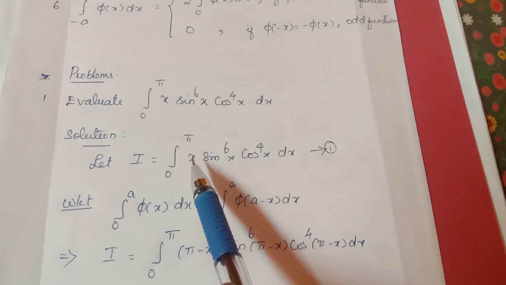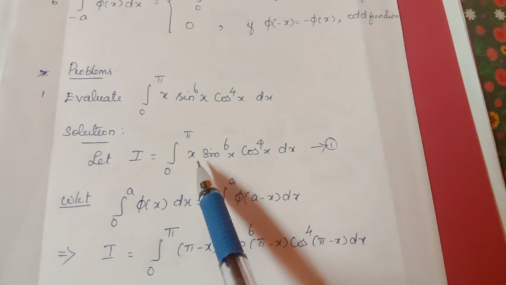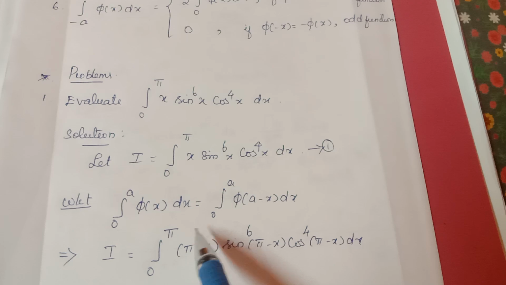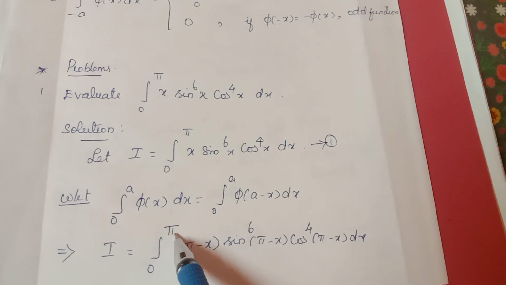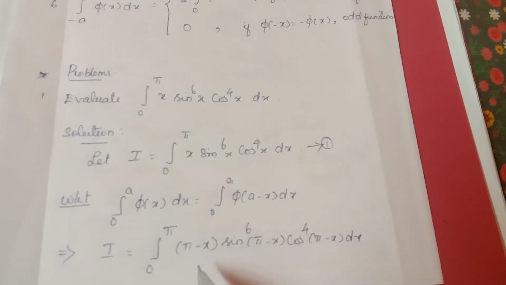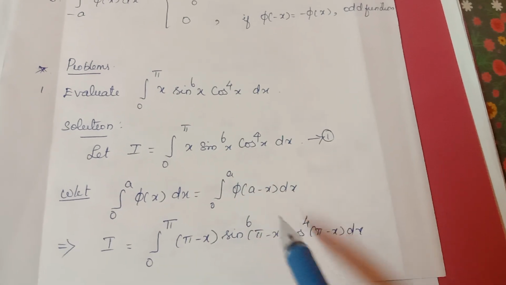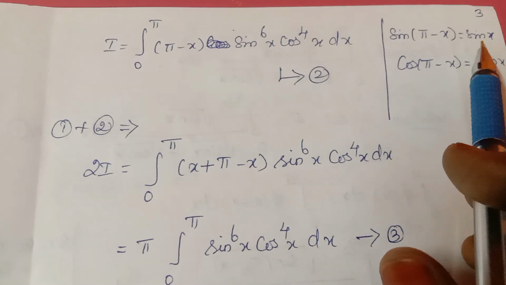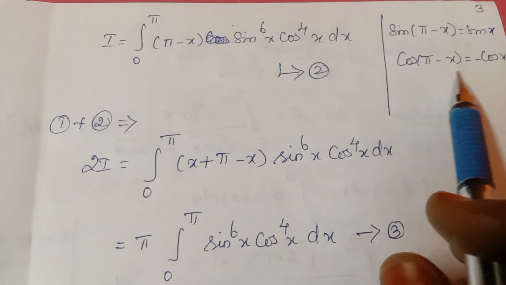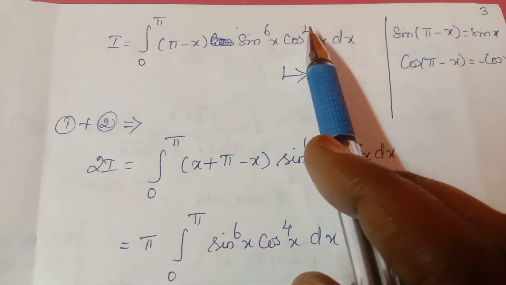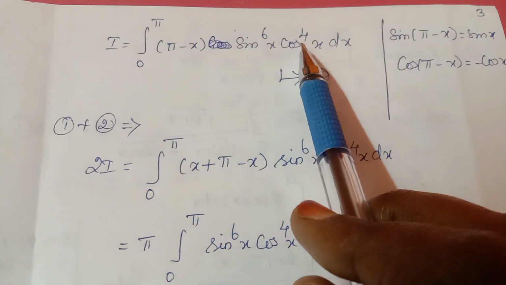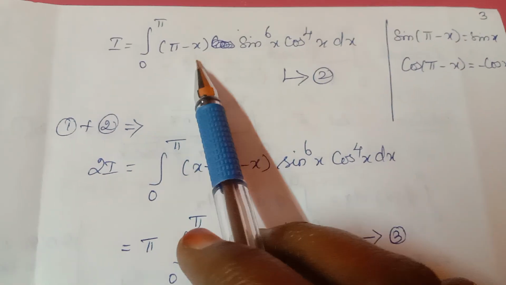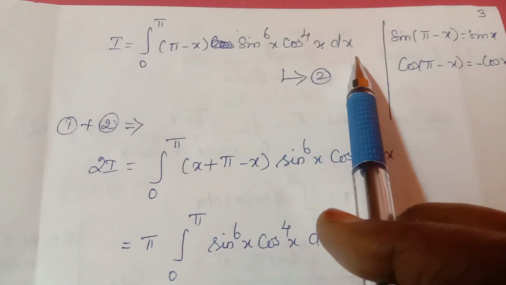For applying this formula, I is equal to integral 0 to pi. Wherever you find x, you replace it by pi minus x. Here, because in the place of a we have pi, replace it by pi minus x. Pi minus x into sine power 6 of pi minus x and cos power 4 of pi minus x. Then what happens? Sine of 180 minus theta is equal to sine theta, and cos of 180 minus theta is equal to minus cos theta. But here it is an even power, so when you raise the power to 4, it will be plus only. So pi minus x sine power 6x into cos power 4x dx.